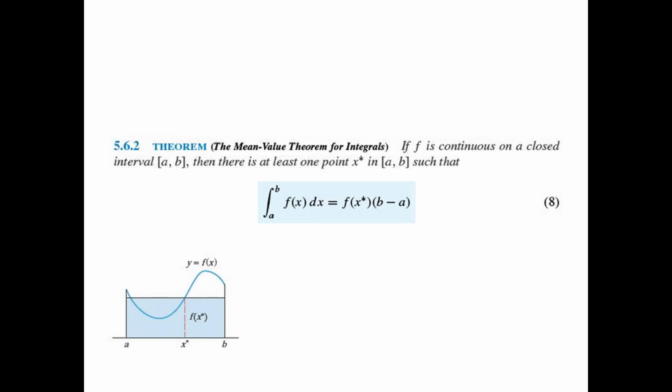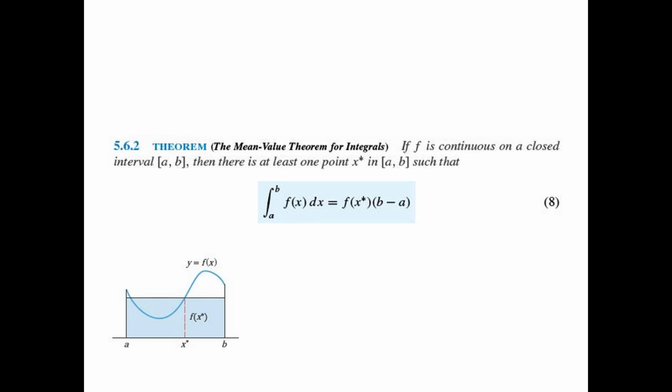Next, we have the mean value theorem for integrals, right? So if f is continuous on a closed interval a, b, then there is at least one point x star in the interval a, b, such that the definite integral from a to b of f of x dx is equal to f of x star times b minus a.